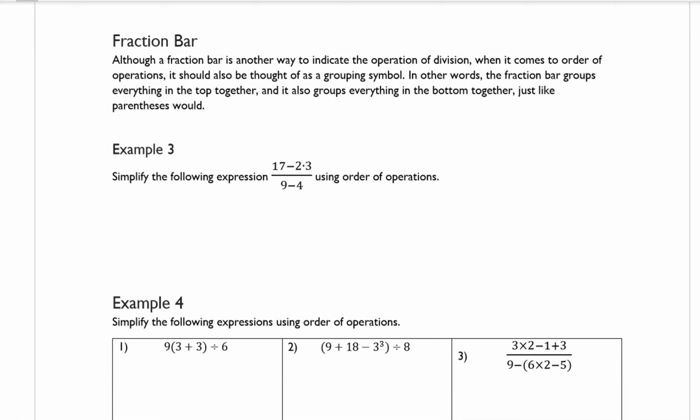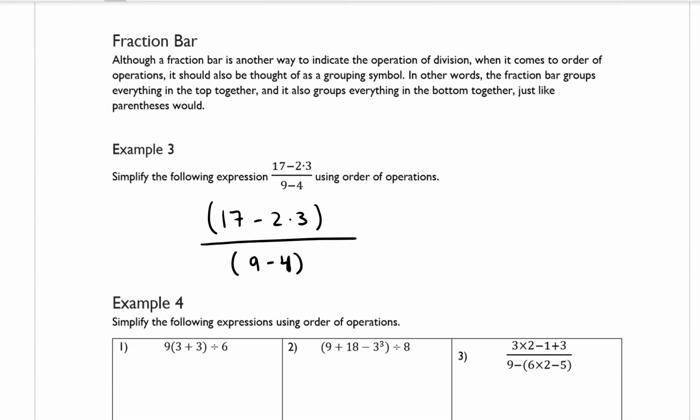So we want to simplify the expression 17 minus 2 times 3, all divided by 9 minus 4 using order of operations. So to make things even clearer, I'm going to put parentheses around the top of the fraction bar and parentheses around the bottom of the fraction bar to represent that these are grouped together like that.